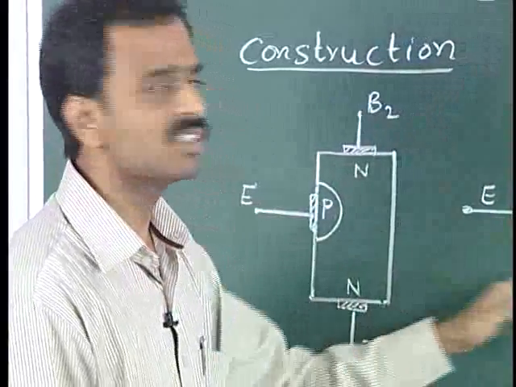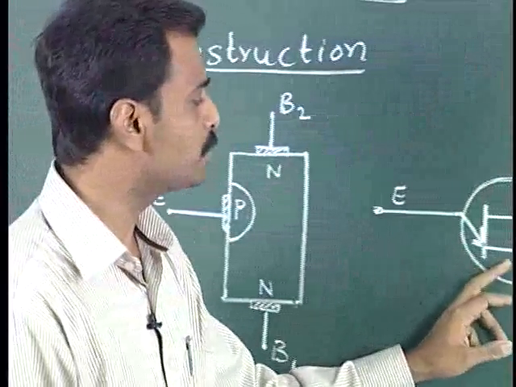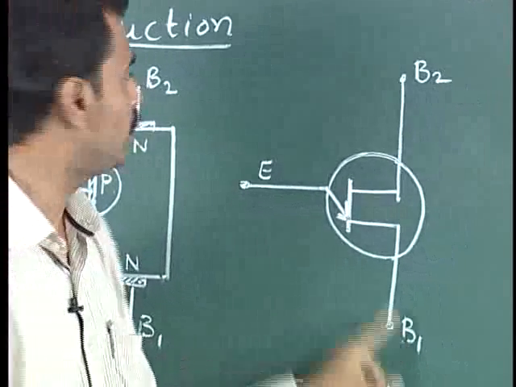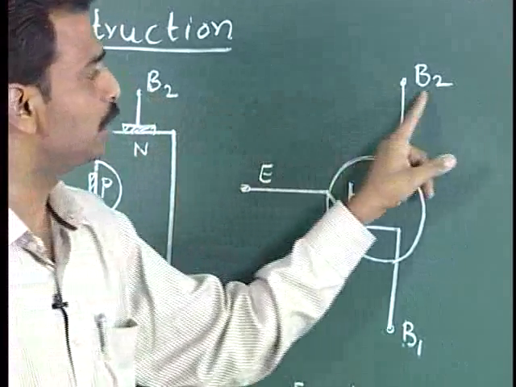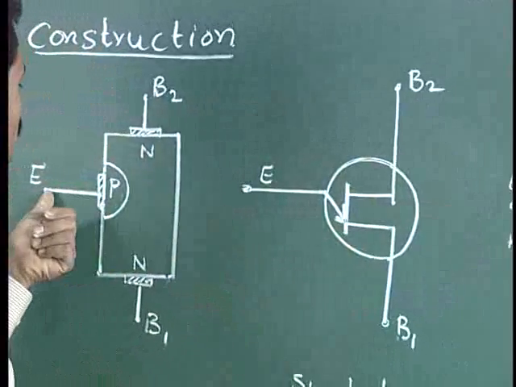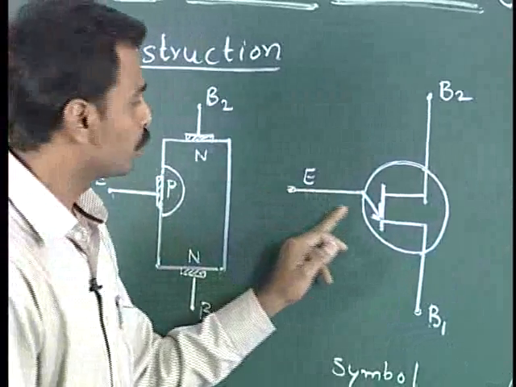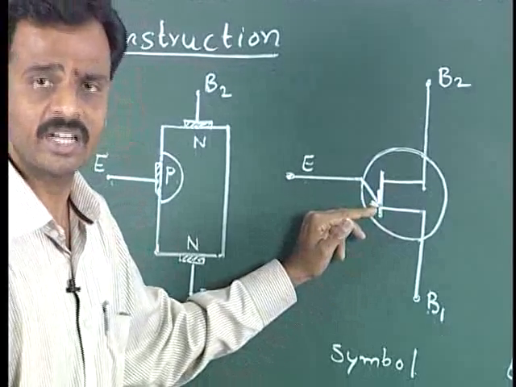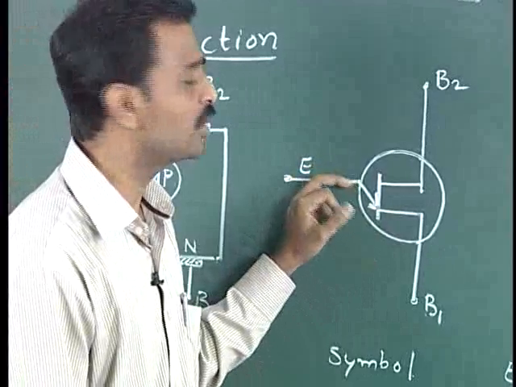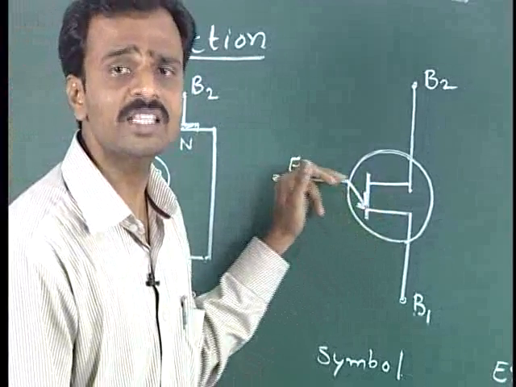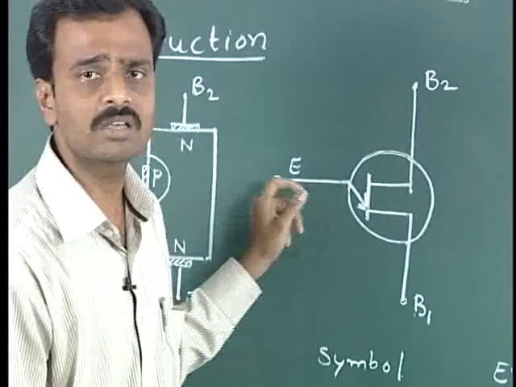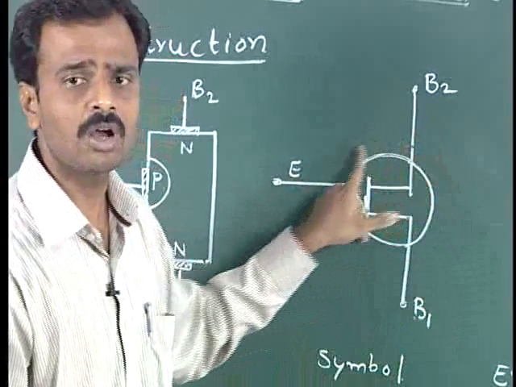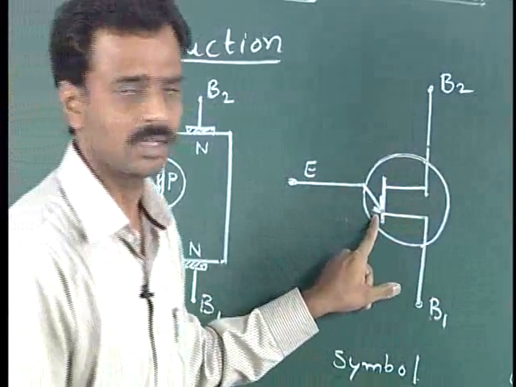Next, coming to the symbol. The terminal B1 is also marked B1, B2 is marked B2, and at the input side it is called the emitter terminal, where the arrow mark is given towards it. It shows the direction of conductivity. The conduction of the device will be in this direction, hence the arrow mark is given in this direction. So this gives the symbolic representation of the uni-junction transistor.